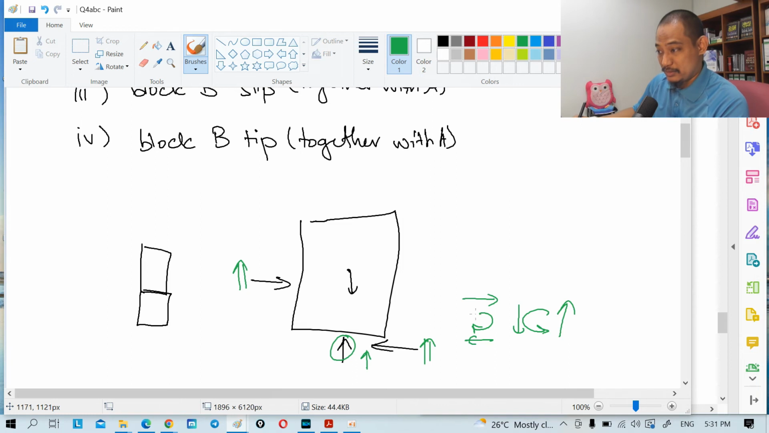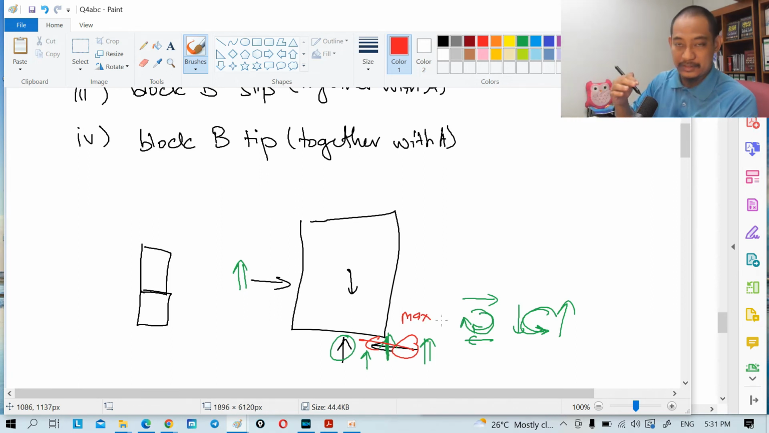That means this moment will be higher because of the value of the force. This has to counter higher, so the distance will become higher until it reaches this distance, right? So either one can happen first, right? If this friction is already at the max, which is equal to mu N, then it can no longer increase the friction, and if you push further, this will move.